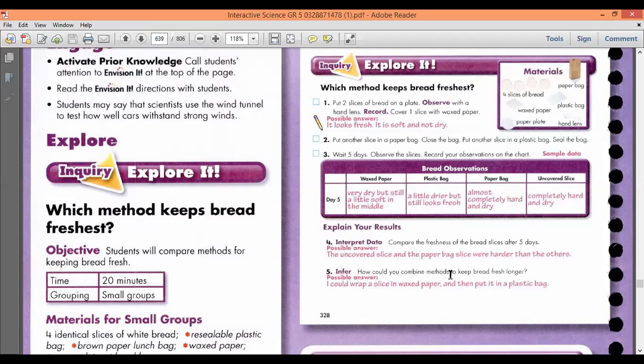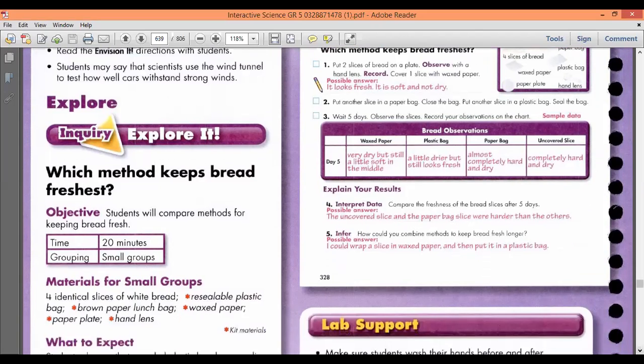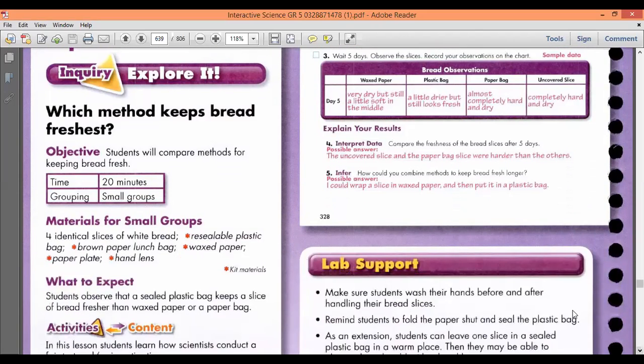How could you combine methods to keep bread fresh longer? I could wrap a slice in waxed paper and then put it in a plastic bag. So I'm going to use 2 ways to keep it the freshest. Okay. Moving to page number 2.